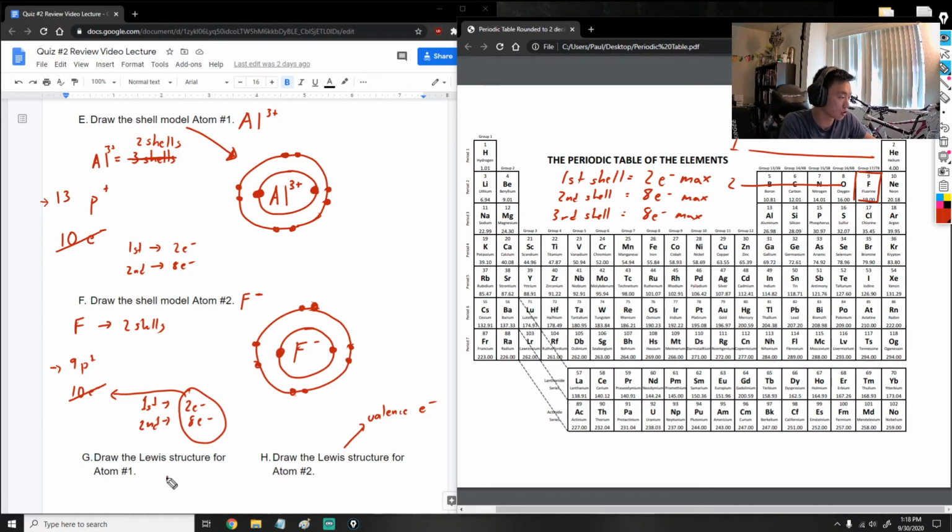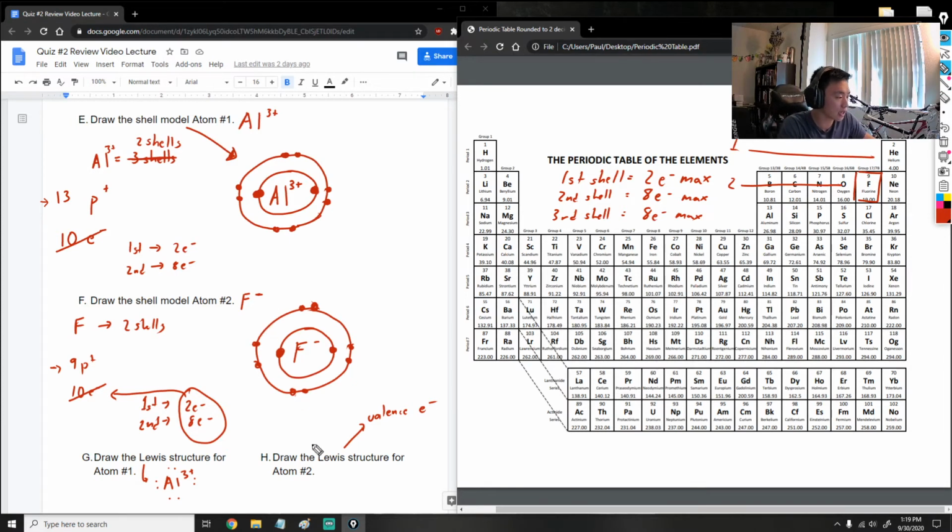So for the Lewis structure, all we need to write is Al3+, and we just need to draw 1, 2, 3, 4, 5, 6, 7, 8. And there you go. That's the Lewis structure for Al3+. We basically just copied this, but all we did was we took out the inside shell. We just draw the outside shell. That's what a Lewis structure is. A Lewis structure is just drawing the electrons on the outside.